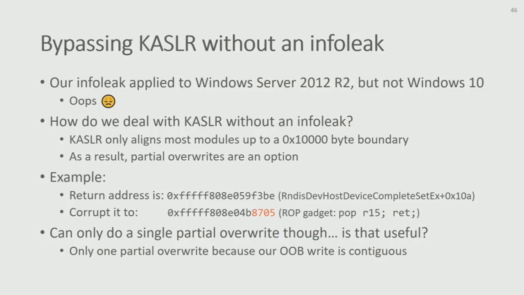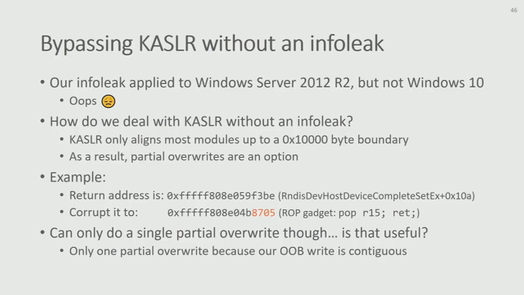And the thing to know about KASLR on Windows, at least for drivers, is that each driver is going to be aligned to a 0x10000 byte boundary. So what that means is that if you overwrite the lower 2 bytes of an address within that module, well, you can change the offset within the module without having any information about where the module is. And if you'll recall, we have the ability to write arbitrary data at a semi-controlled offset inside of the host, inside of that kernel thread stack. So that means that we can totally just overwrite the lower 2 bytes of something.